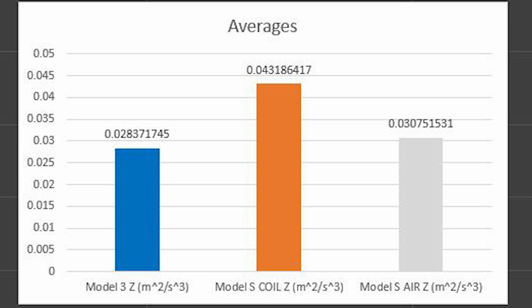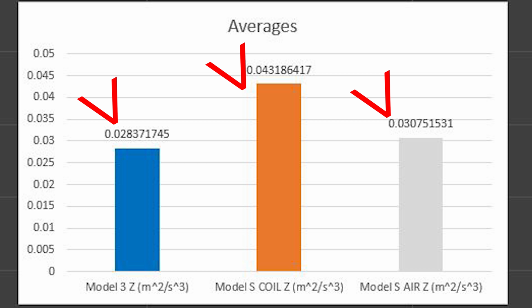So the Model 3 was the lowest, as you can see right here. And then the next up, we actually have the Model S with air suspension right here, which was 8% higher. Then in the middle here, we have the Model S with coil suspension, and that was 52% higher than the Model 3. So a lot higher. I definitely think the Model 3 suspension is on point.